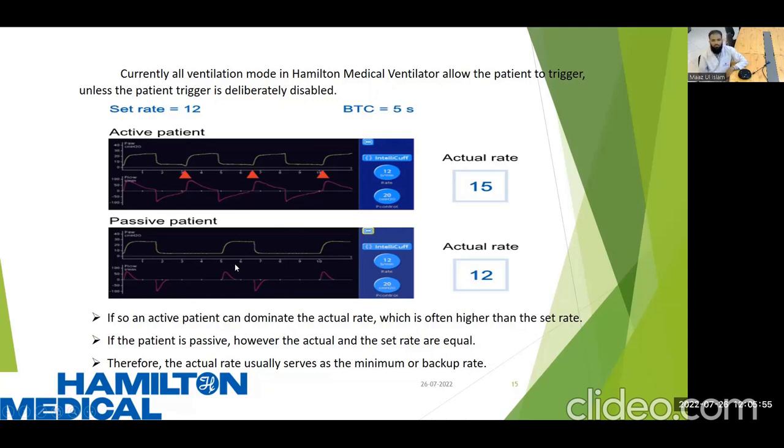If so, an active patient can dominate the actual rate, which is often higher than the set respiratory rate. If the patient is passive, however, the actual and the set rate are equal. Therefore, the set rate usually serves as the minimum backup rate.